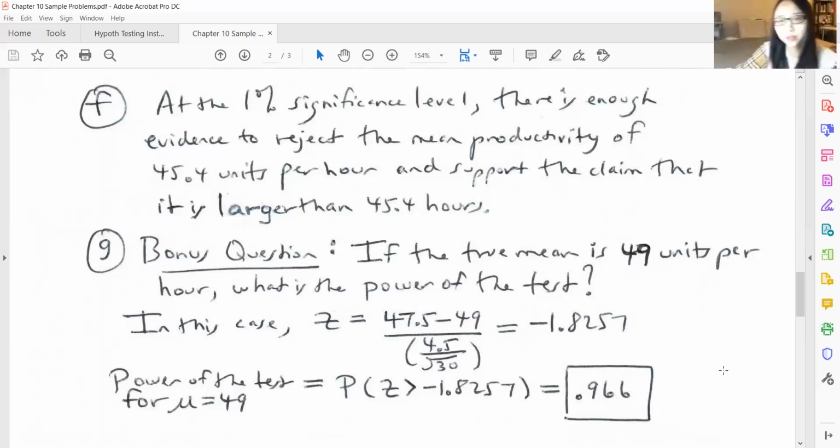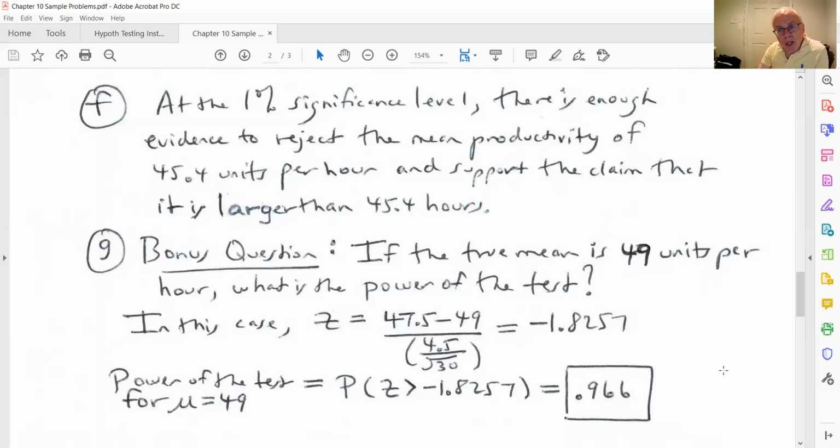I have a question. Yeah, go ahead. Is it still a right skewed question? Like we still need to find the... how can we tell if it's right tail or left tail?